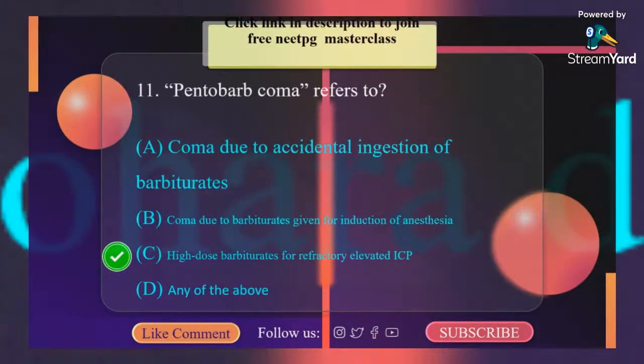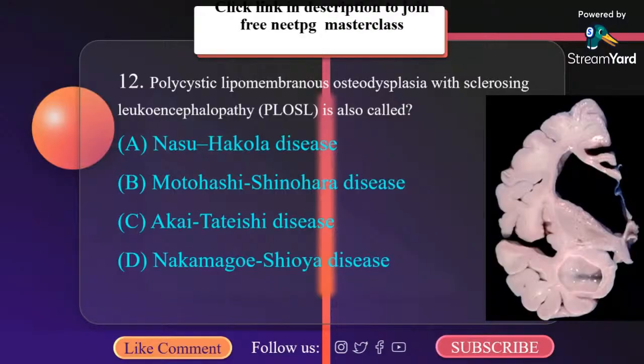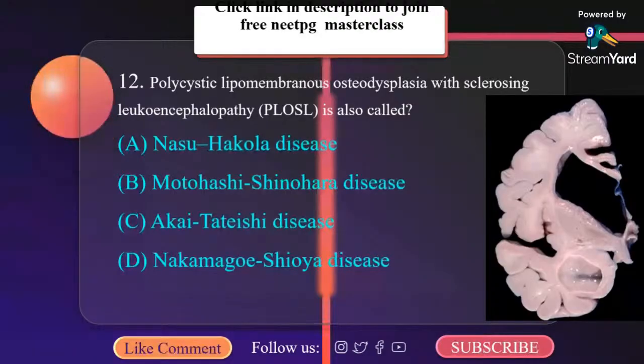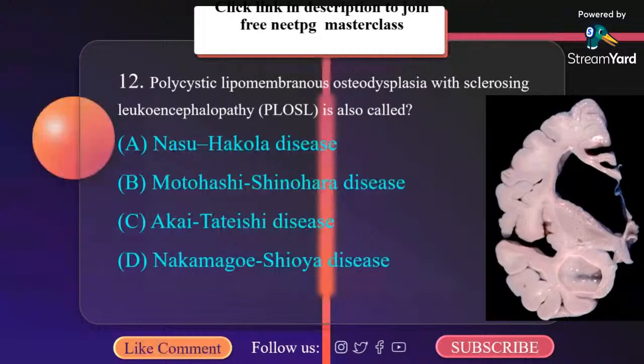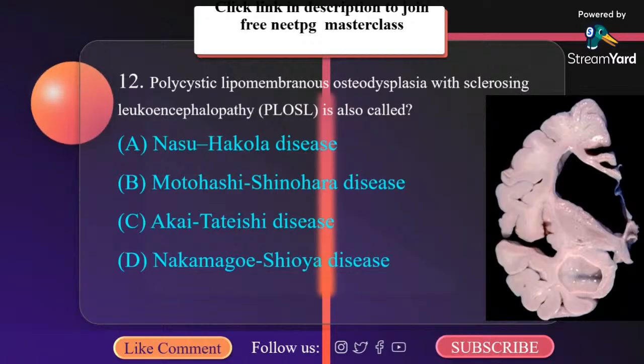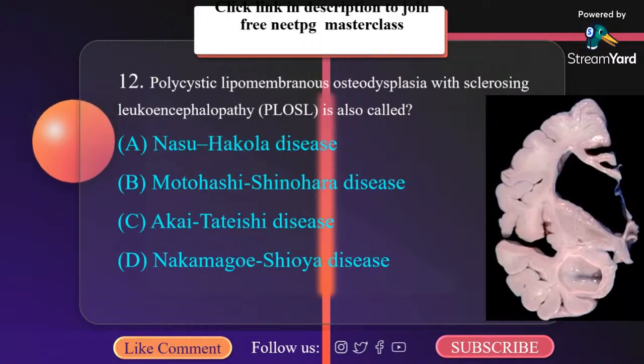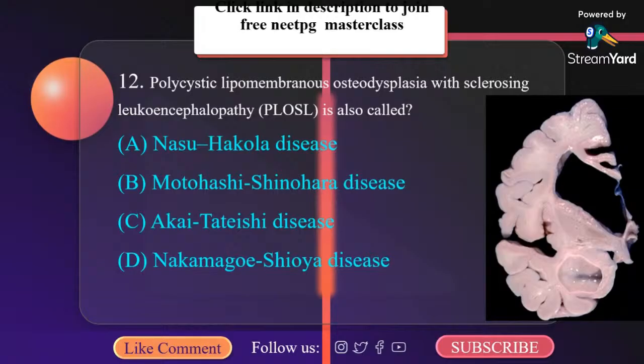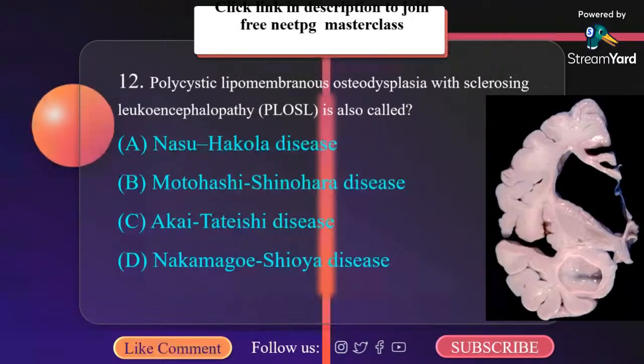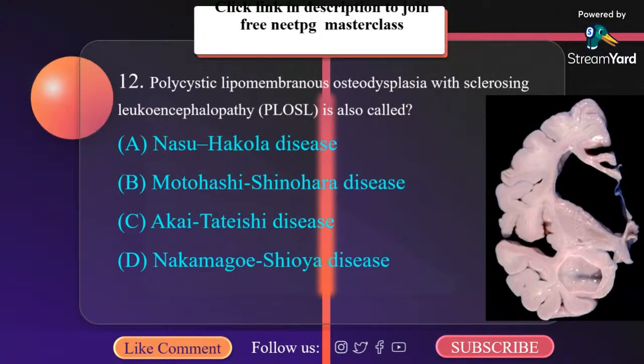Polycystic lipomembranous osteodysplasia with sclerosing leukoencephalopathy, PLOSL, is also called Nasu-Hakola disease. It is an autosomal recessive disease due to mutation in TYROBP and TREM2 that are expressed in microglia and osteoclasts. There occurs delayed differentiation of osteoclasts and microglia, resulting in an imbalance of bone remodeling capability, leading to bony cyst formation, and inflammatory and immunological imbalance in the brain, resulting in brain atrophy and dementia.